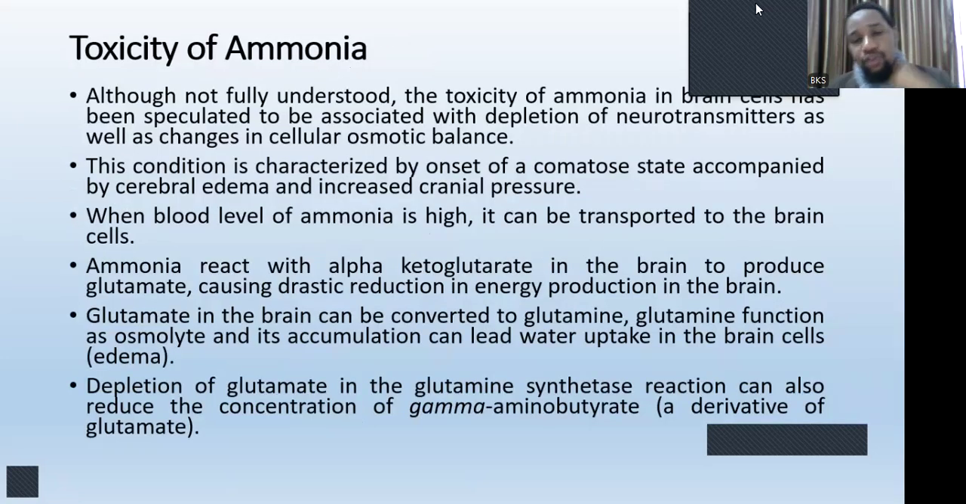But before then, let's talk about why ammonium is considered toxic. Remember, we just said that ammonium has been reported to be toxic to the central nervous system, in the brain cells. How is it? Because it is associated with the depletion of neurotransmitters, gamma-aminobutyric acid, as well as it causes a change in the cellular osmotic balance. It also causes a depletion in energy production.